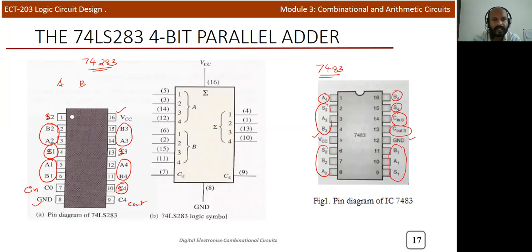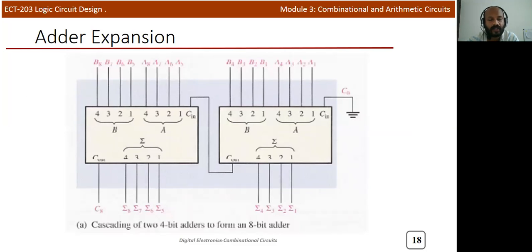Now we'll see how we can use this 7483, a 4-bit adder, how we can use this single 4-bit adder IC to perform an 8-bit addition. So in order to perform an 8-bit parallel addition, we need to use two 4-bit adders. Okay, so this is the first 4-bit adder.